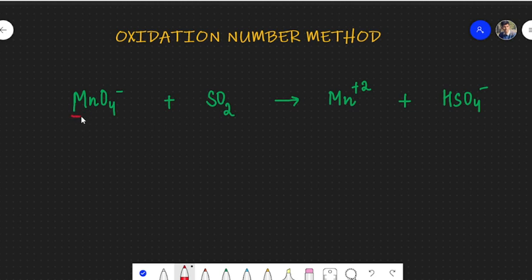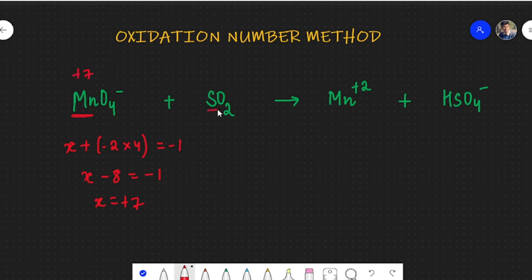The oxidation state for Mn: we do not know the oxidation state of Mn, so let's take this as x, and oxygen is -2. So -2, and how many oxygens are present? 4. And the overall charge on this compound is -1. So the equation will come out as x - 8 = -1, so x is +7. So the oxidation state for manganese is +7.